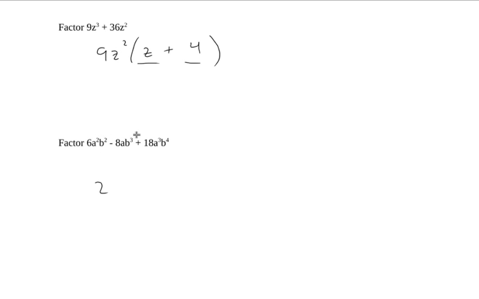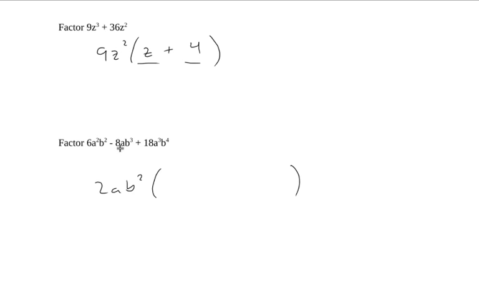Between my a's, I have an a squared, an a to the first, and an a cubed, so I'm limited by the a to the first right here. B squared, b cubed, and b to the fourth, I'm limited by the b squared. So my greatest common factor is 2ab squared. And I'm going to have 3 terms on the inside of the parentheses, 1 for each of these.